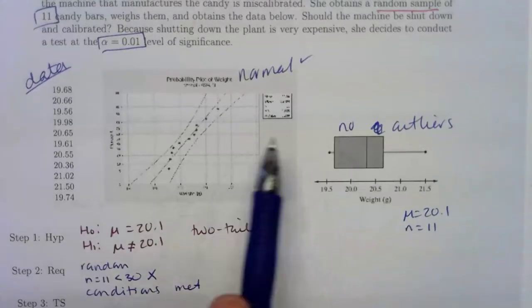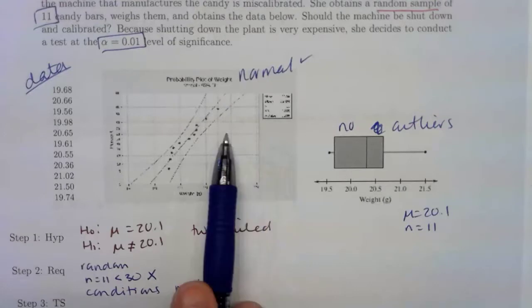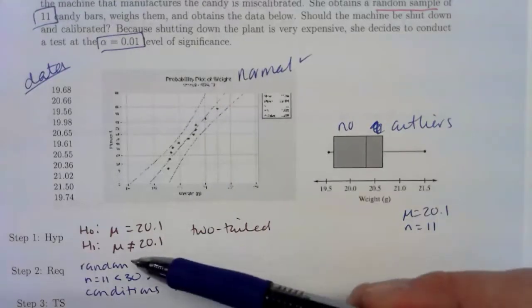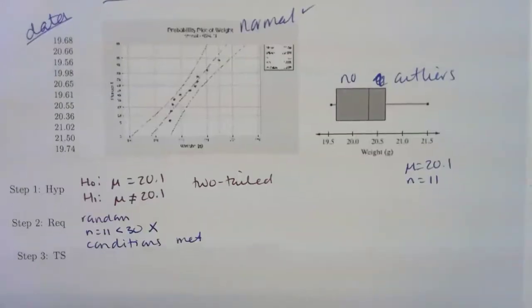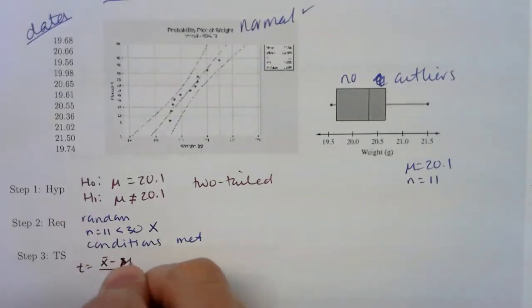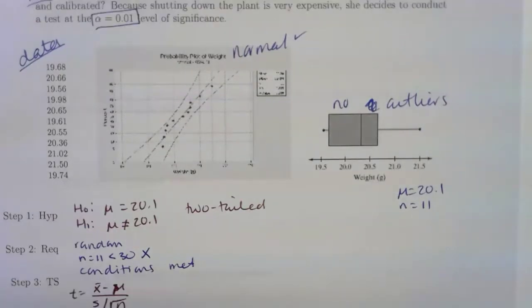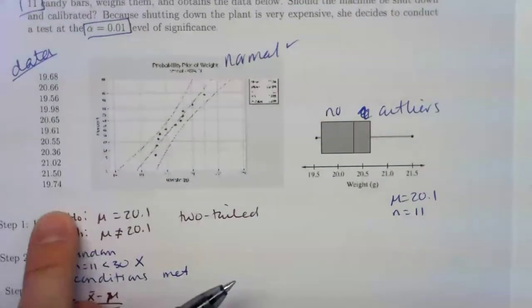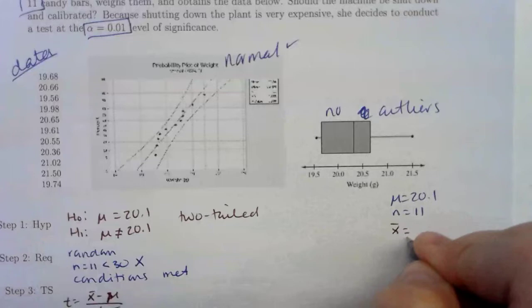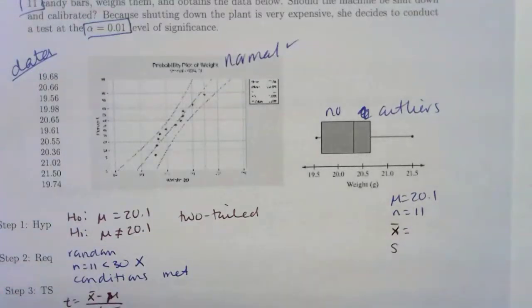If this information was not provided, if we did not have the QQ plot and box plot, and all we had was a random sample of 11, we would need to say proceed with caution because our sample size is not large enough. Part 3 is calculate your test statistic. Well, our test statistic looks like this. And we're missing information. All we have is mu and n. But we do have this information here. And we can use this to find x bar and s. So remember, x bar is just the sample mean. Add them all up, divide by the total.